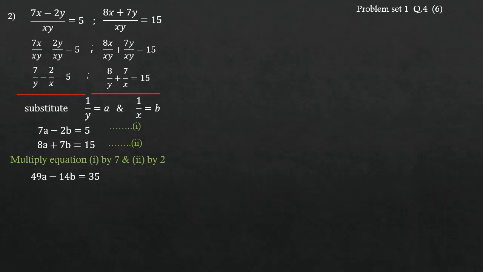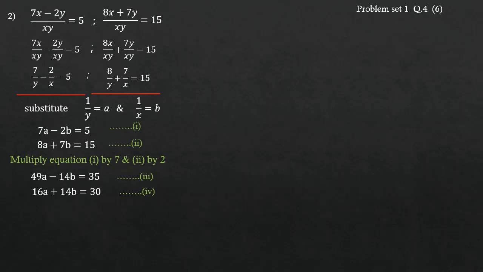So if we do the multiplication for the first equation, we get 7 sevens are 49a minus 14b is equal to 35. And if we multiply the second equation by 2, we get 2 eights are 16a plus 14b is equal to 30. Since we modified both the equations, we respectively mark them as equation 3 and equation 4. Now we forget about equations 1 and 2, we don't have to pay attention to them for finding the values of a and b. We'll select equations 3 and 4.